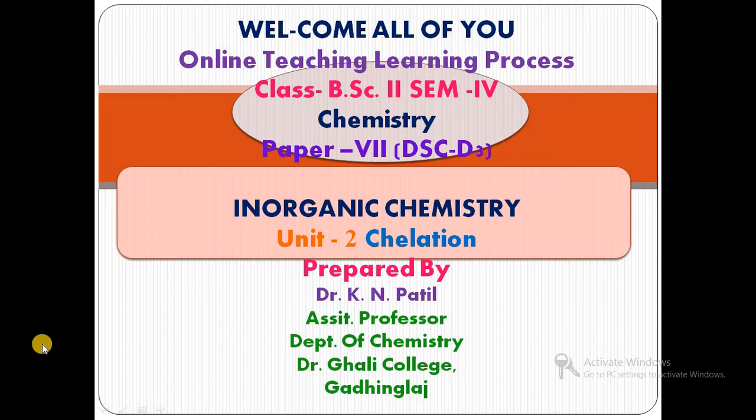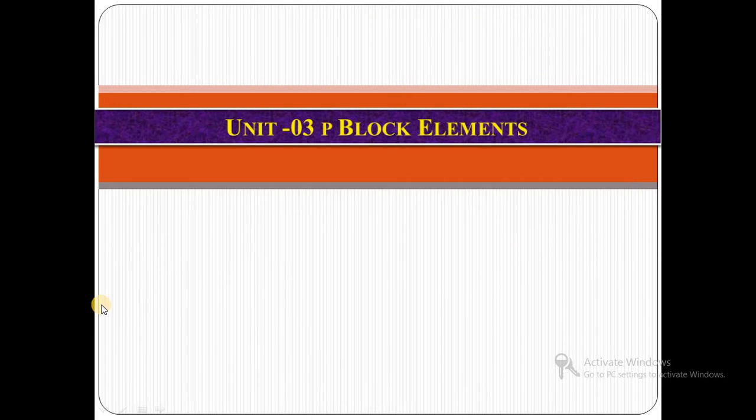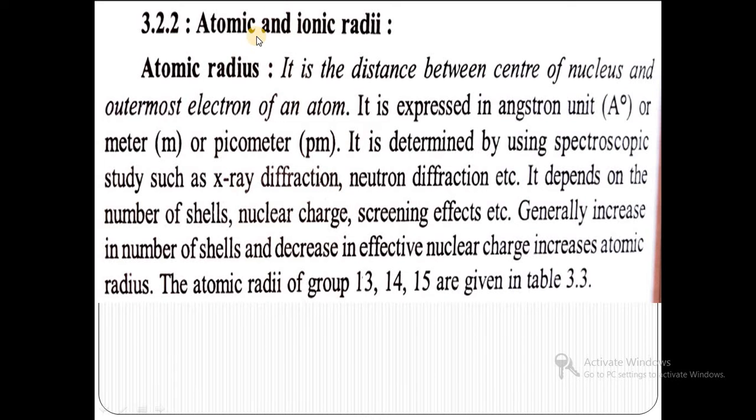We have started paper number 7 in organic chemistry, in which we have completed unit number 7, chelation, and we have started the new unit, unit number 3, p block elements. In this, we have already introduced the position of p block elements in the periodic table. Now we highlight atomic and ionic radii of the p block elements.